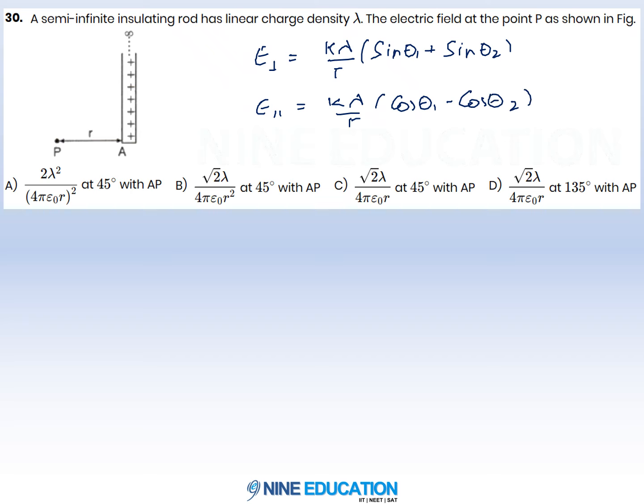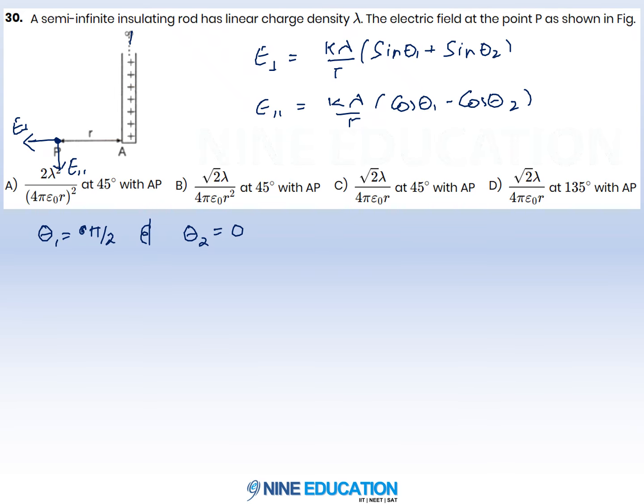So if one end is at infinity and the point is here, in this case theta 1 becomes 90 degrees or pi by 2, and theta 2 becomes 0 degrees. So from here you will get two fields at this point: one is the perpendicular component and the second is the parallel component.